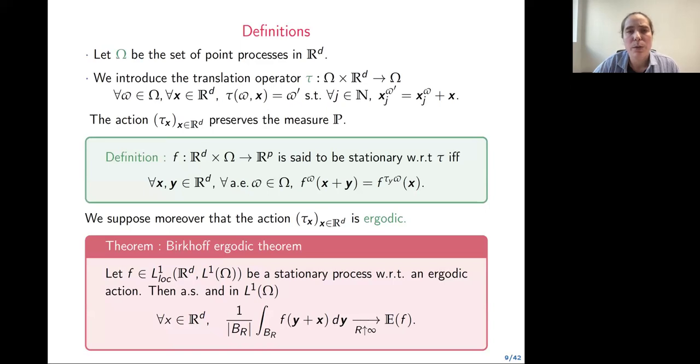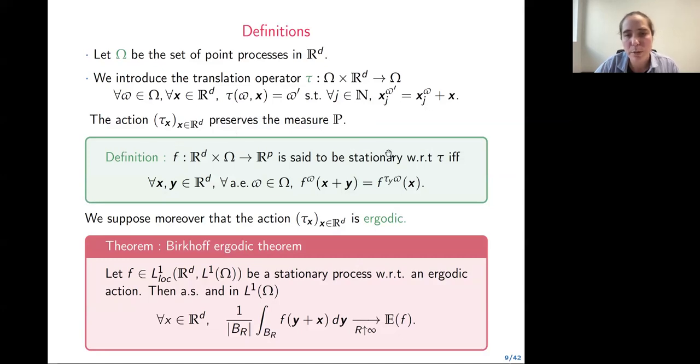So a definition that we will need in what follows is the definition of stationarity for a stochastic process. In order to define it, I define big omega, the set of all point processes on R^d, and I introduce a translation operator on these point processes. So what does it do? It takes a set of inclusions, so a point process, and a point x, and it just translates the set of inclusions by x. And since we assume that our inclusion process is stationary, this action is preserved by the measure P, which is the law of distribution of our inclusion.